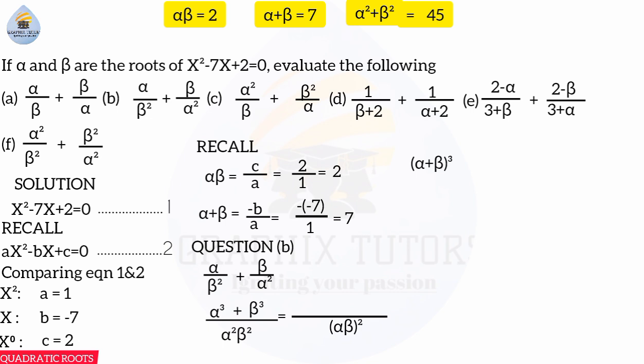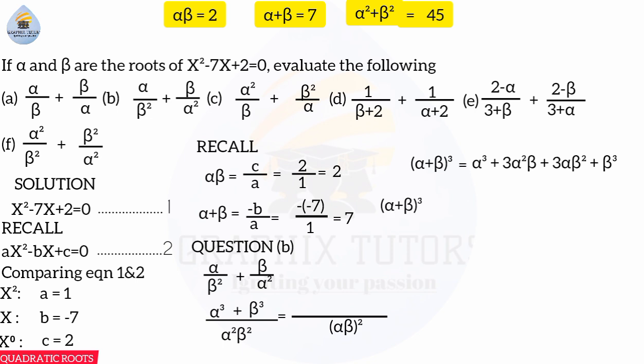When you have alpha plus beta all cube and you are expanding it, you're going to be having alpha cube plus 3 alpha square beta plus 3 alpha beta square plus beta cube. Are we together? So now this is what we have here. If you expand this, and if you want to know how to expand this, this is how we did it. Let's come back again.